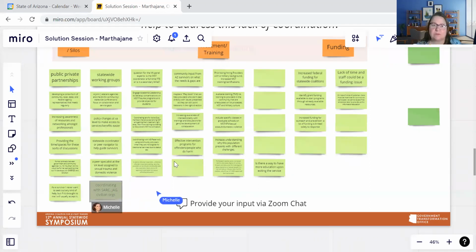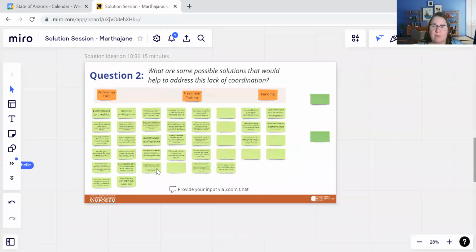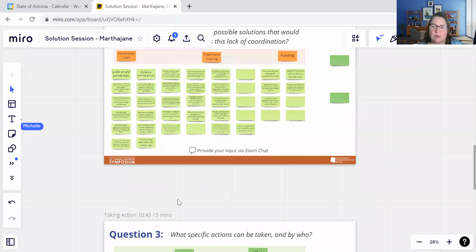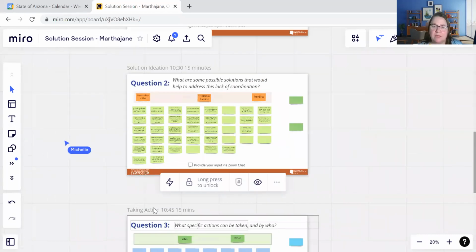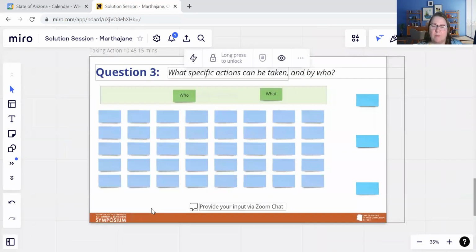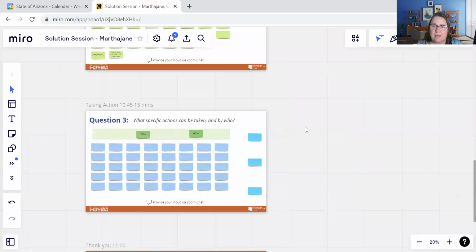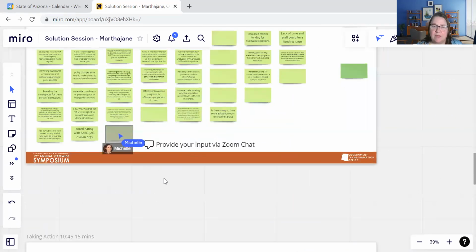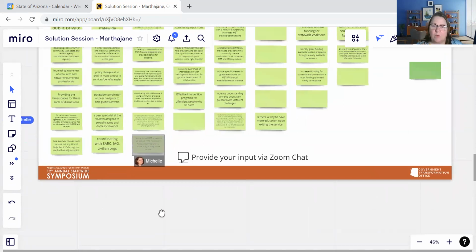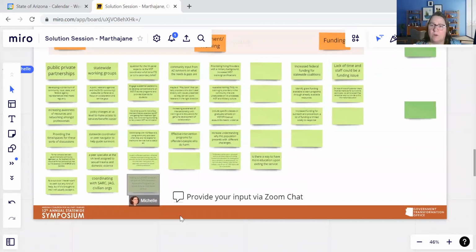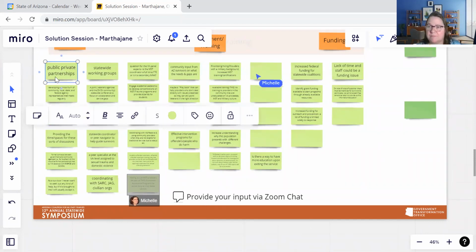All right, these are great ideas that we're coming up with. I'm probably going to wind up coming back to this board, but I'm going to show you the next board. And I want you to think about what specific actions can be taken and by who. As we think about all of these great ideas, think about who might need to be involved, what specific action needs to be taken to create a public-private partnership, right? What are your ideas around that?